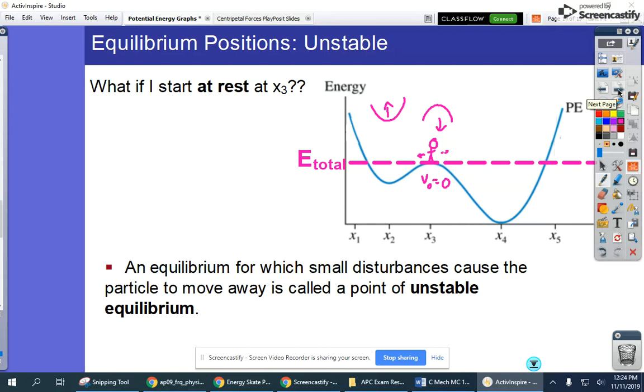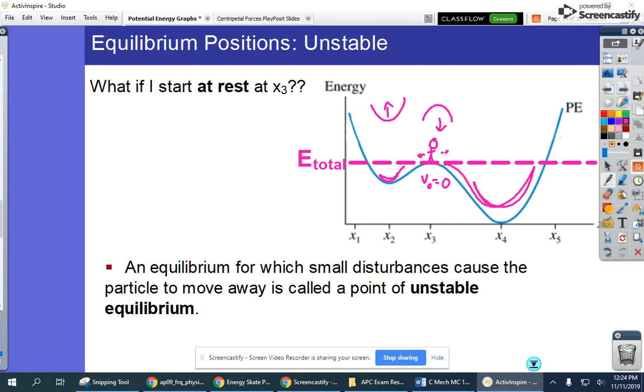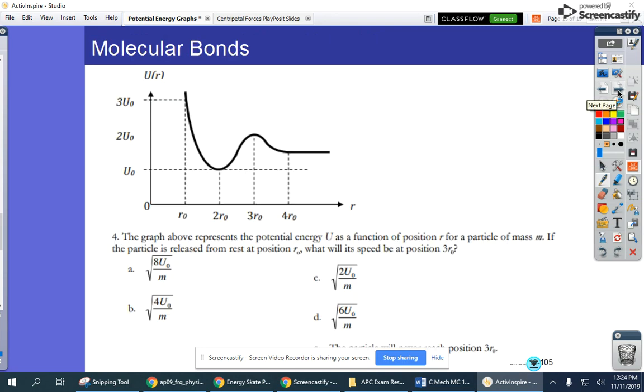Because obviously if I nudge it this way, it'll kind of go over here. And if I nudge it this way, it'll go over here. Well, here's a little sample. This is actually a sample AP problem. So here's a graph above that represents the potential energy U as a function of position, okay?